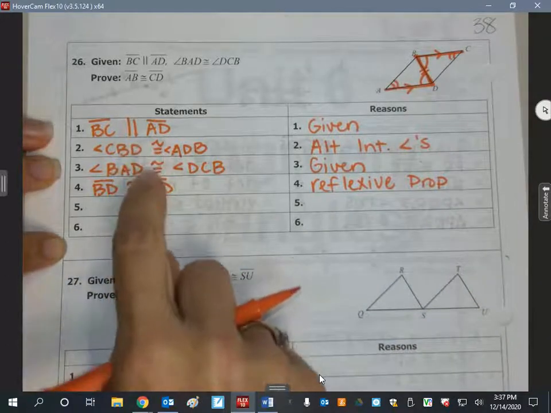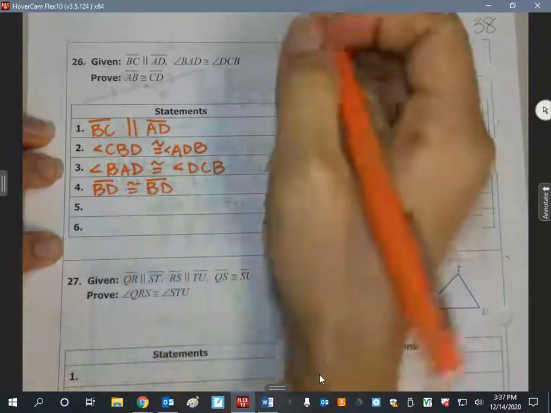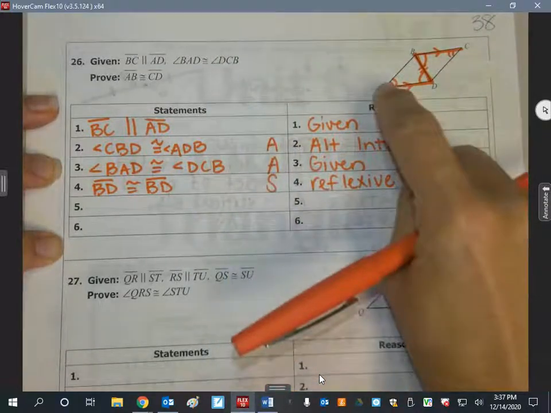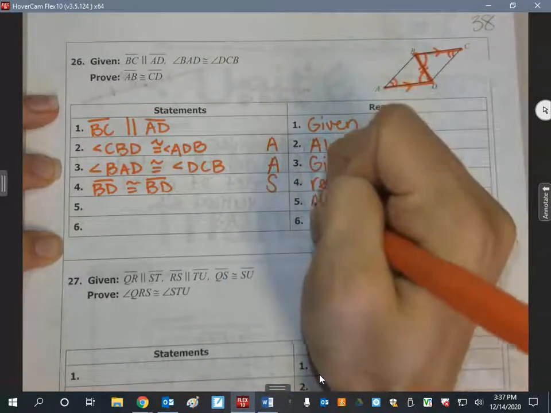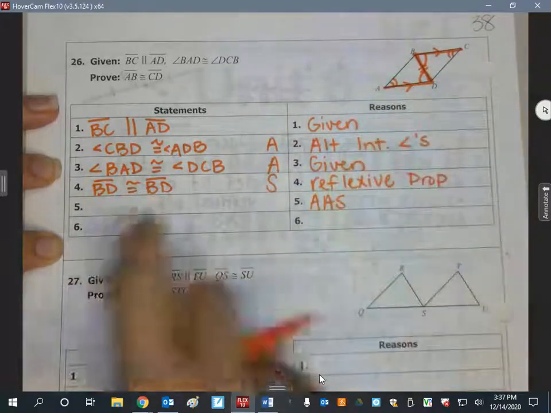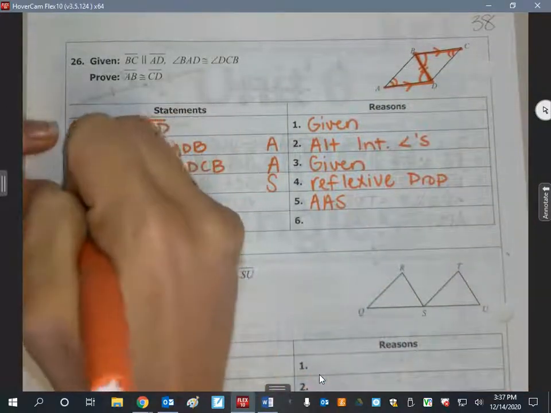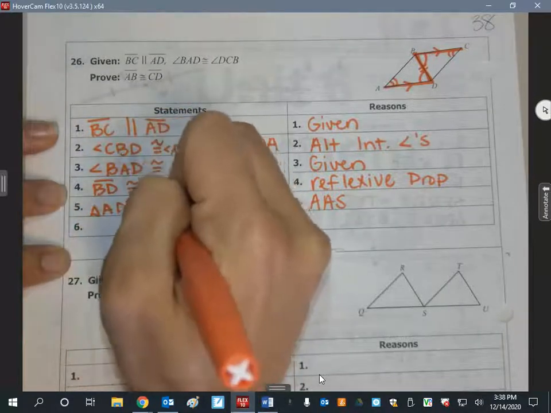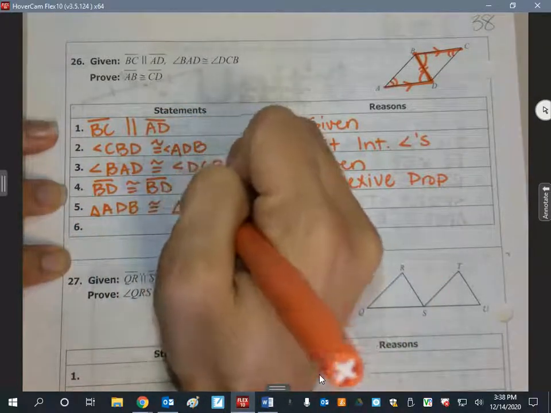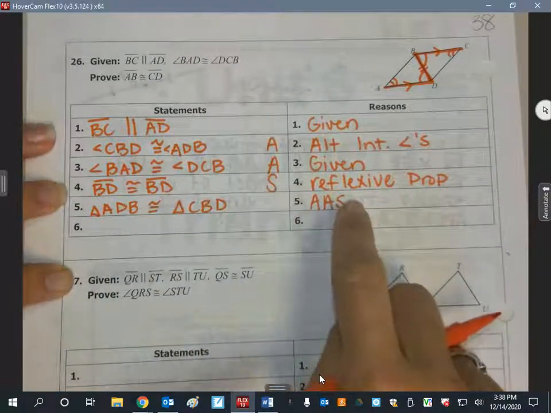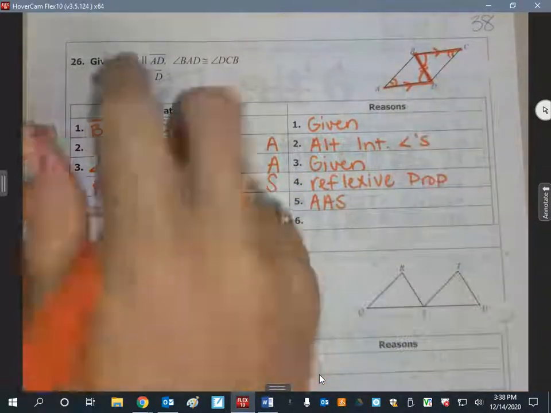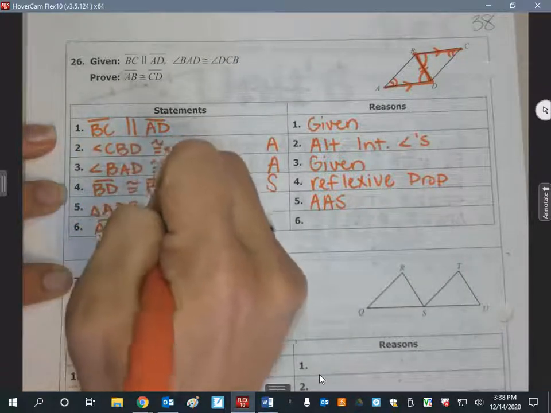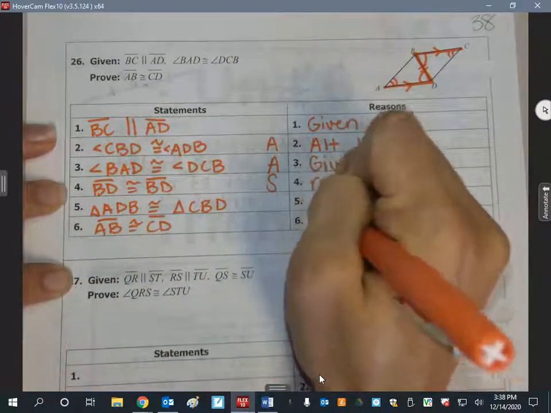Now I look at my statements. I have three equal things right here. I have an angle, another angle, and a side. Angle, angle, side. So I know that these two triangles are congruent by angle, angle, side. Triangle ADB is congruent to triangle CBD by angle, angle, side. Since the triangles are congruent, all of their parts are congruent, so AB is congruent to CD by CPCTC.